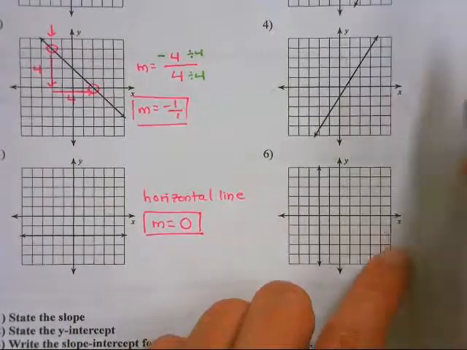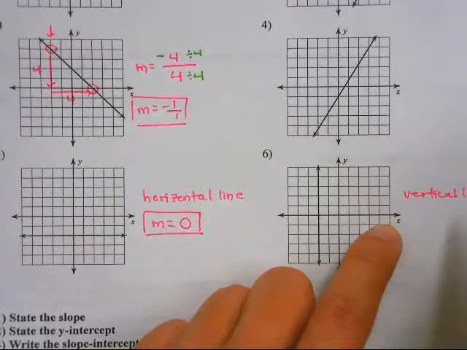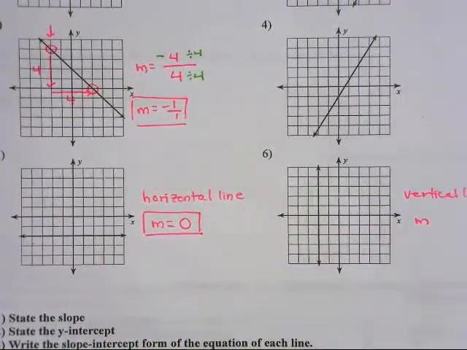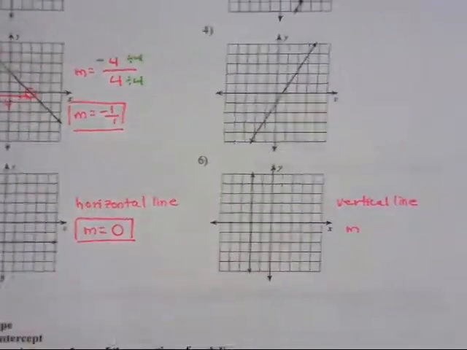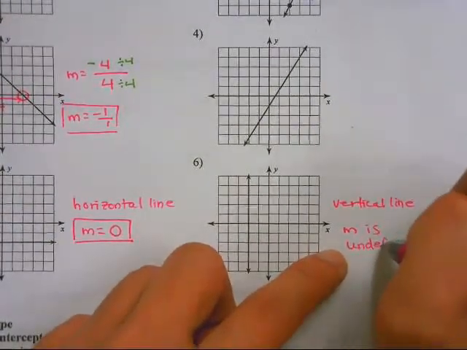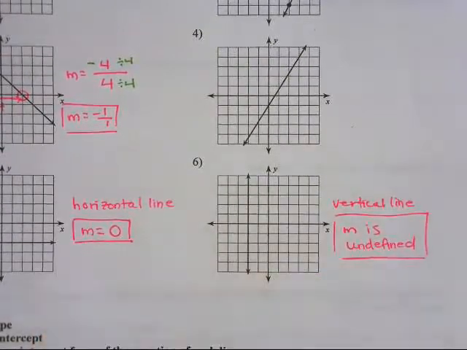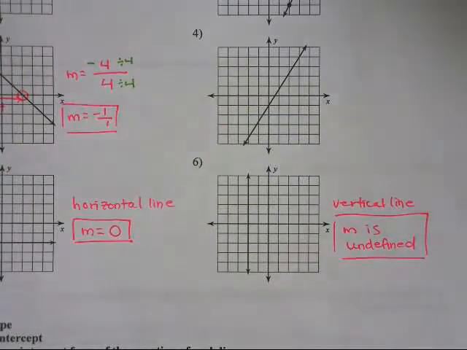In contrast, number 6, this is a vertical line. What would be the slope for all vertical lines in number 6? Undefined. M is undefined. For you guys, you can also say equals undefined, but this makes a little bit more sense. Slope is undefined. All right, we're going to do one more problem on this page, and then we'll move on to the next page.